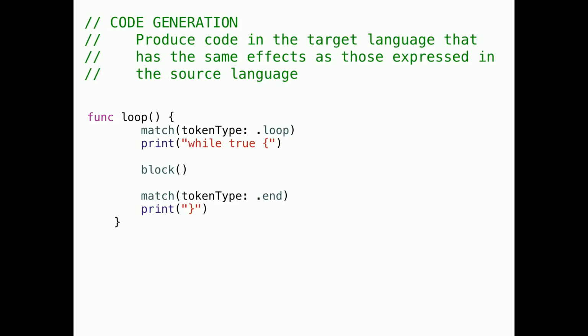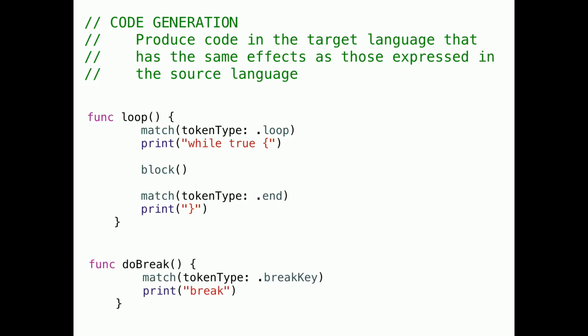Well, you could use a while true loop to do that. So after we match a loop keyword, we're going to output that equivalent code in Swift. And like I said, right now we're just using print statements. Then we parse a block, and we assume that the block parsing is outputting its own code for whatever that block is doing. And then when we match our end token, we know, because of the way we implemented this, we want to then close our loop. So we want to use a close curly brace.